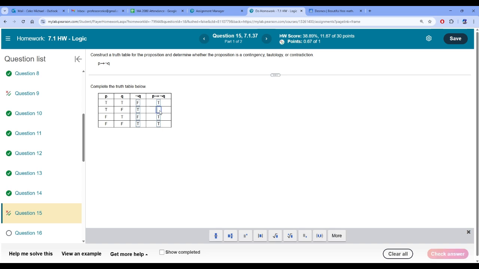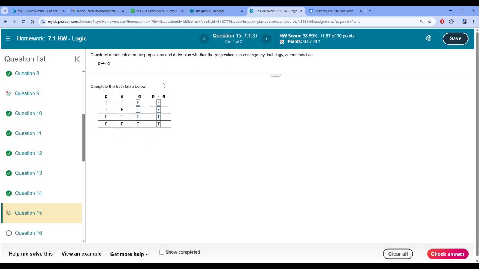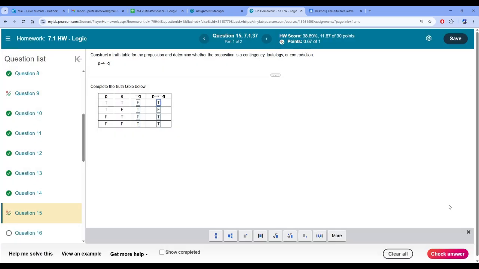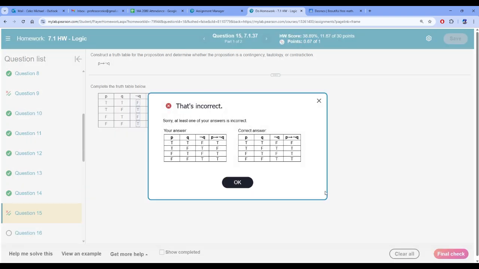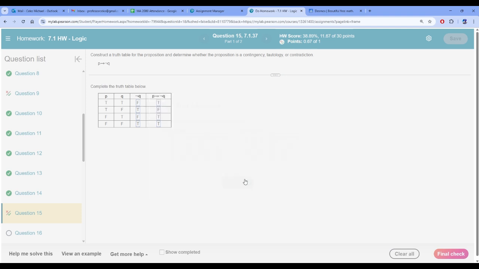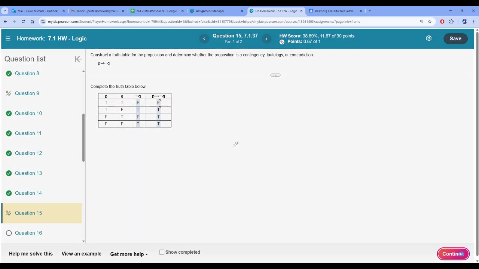I think these guys are wrong. Maybe. Dang it. Which one of these? This one? I'm not sure. False, false, true, false, true. Oh, it was the first one. I'm moving on. Well, this one obviously is a contingency.